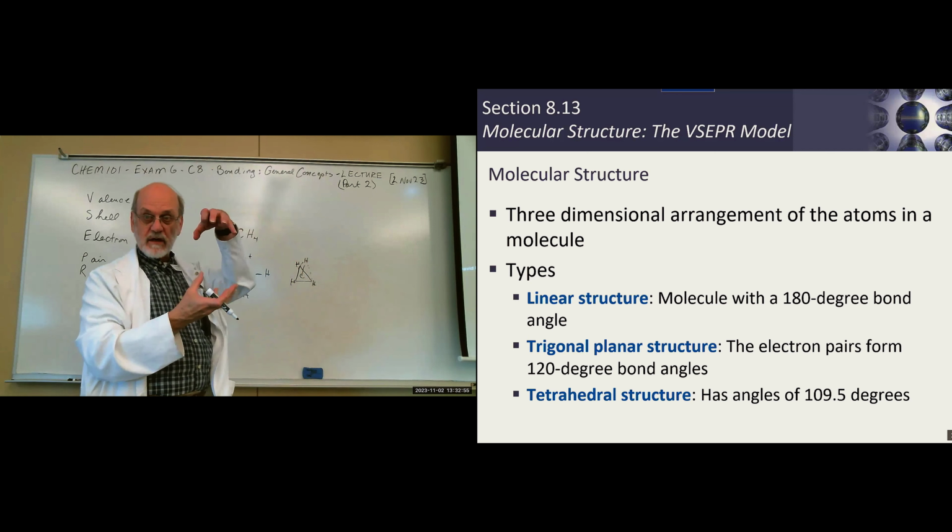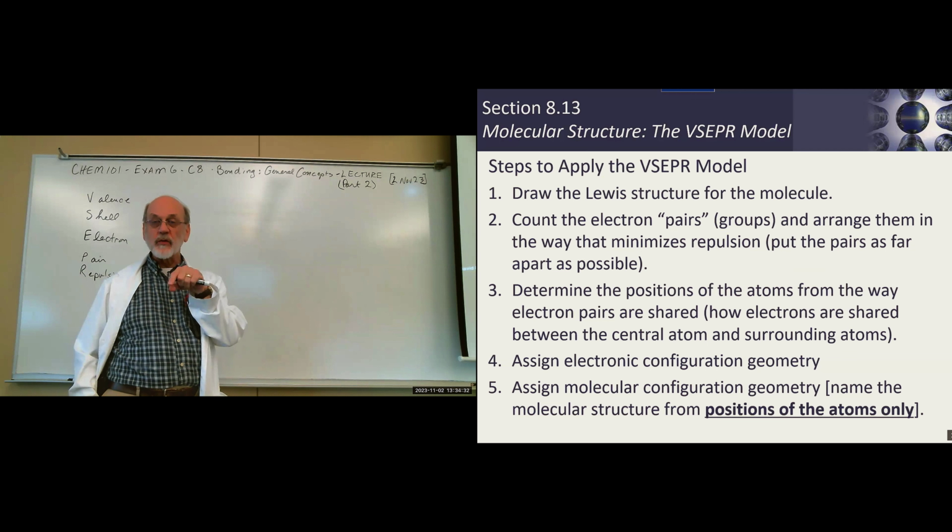How do we use the VSEPR model? First thing you do is draw the Lewis structure. Confirm that you have a valid Lewis dot structure. Okay. Then you count the number of groups. The name says pair repulsion, which is true, but for our purposes, we're only interested in the number of groups around the central atom. And then arrange them in the regular geometric structure. Now, first thing you're going to have to do is count all of the possible groups around the atom.